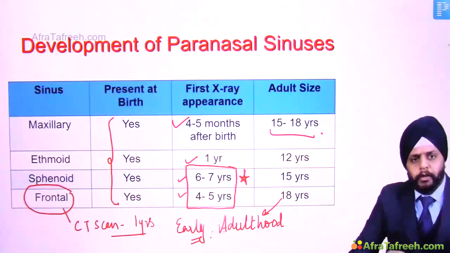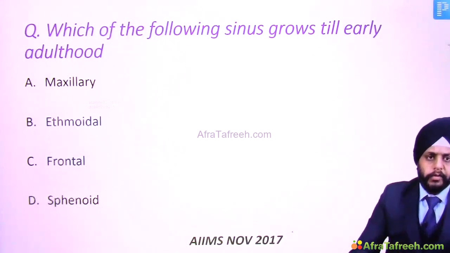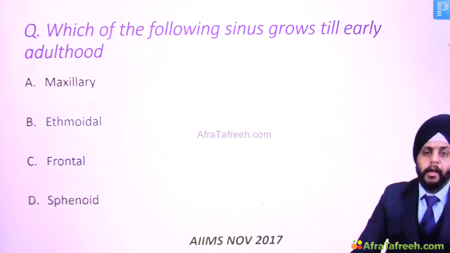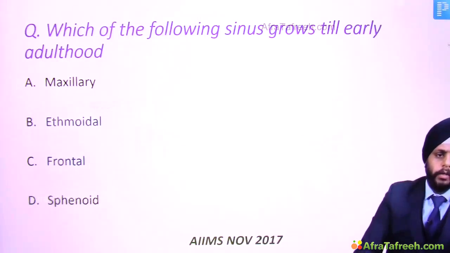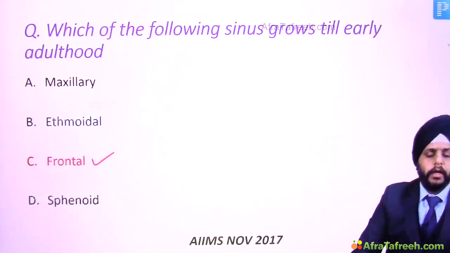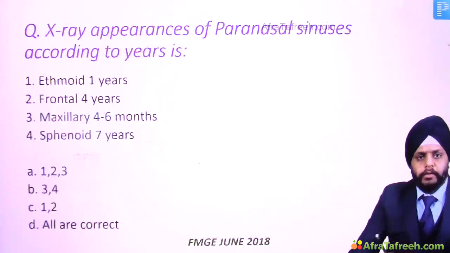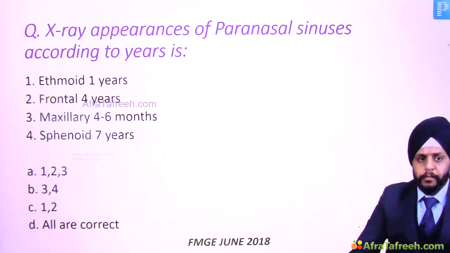Now before we go ahead, let's do a few MCQs which have been asked in the different exams. So first question is, which of the following sinus grows till early adulthood? This was asked in the AIIMS November 2017 exam, and we now know that the answer is frontal sinus, grows till 18 years of age. The next question: X-ray appearances of paranasal sinuses according to years is.